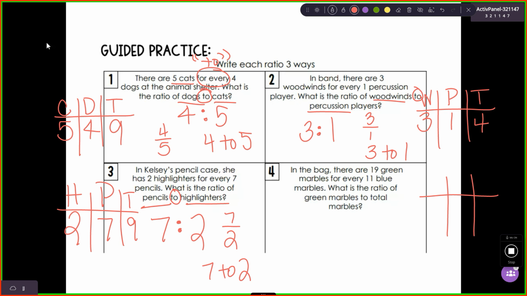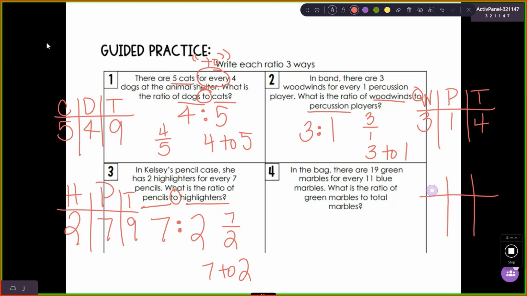And that was mainly our lesson today. I'm hoping on this next one they ask for something that is not listed in the beginning. So here we go. In the bag there are 19 green marbles for every 11 blue marbles. What is the ratio of green to total?